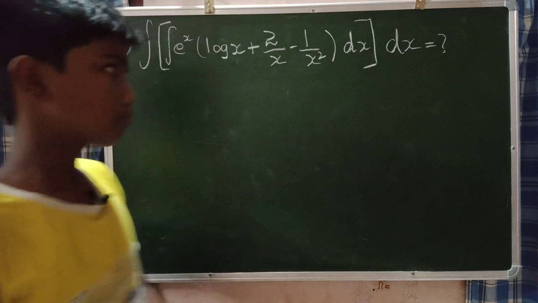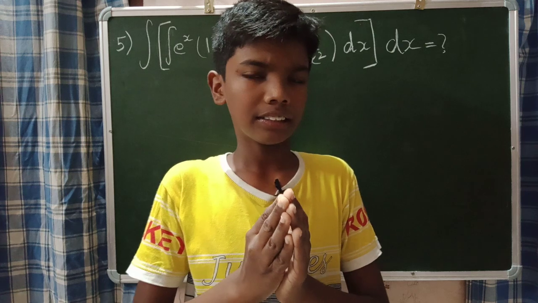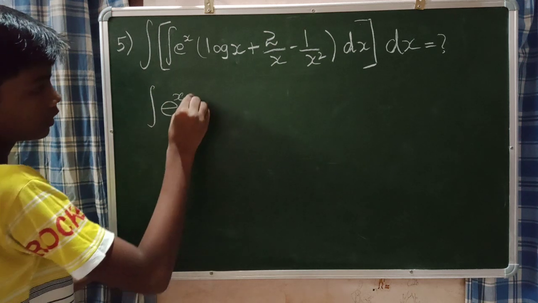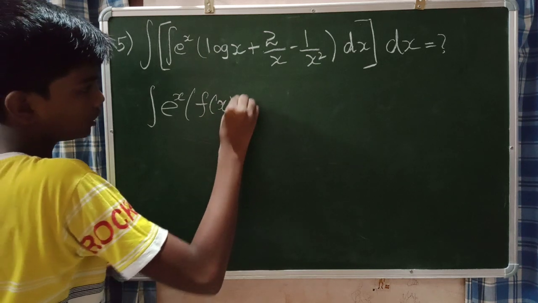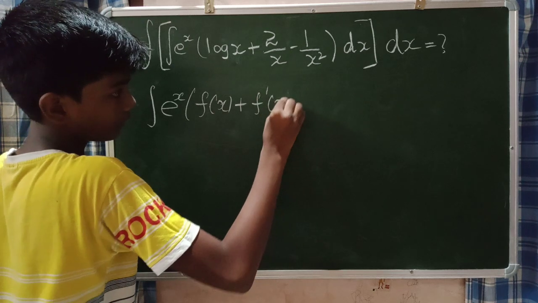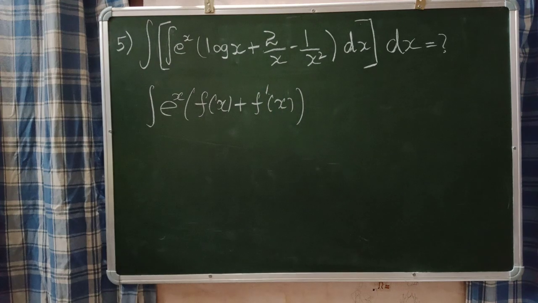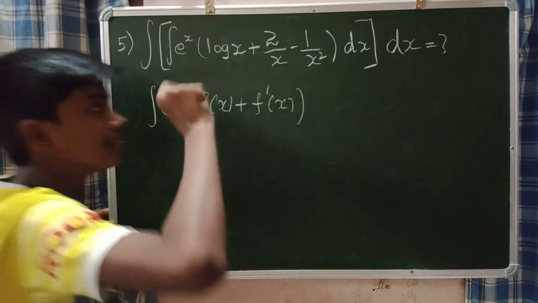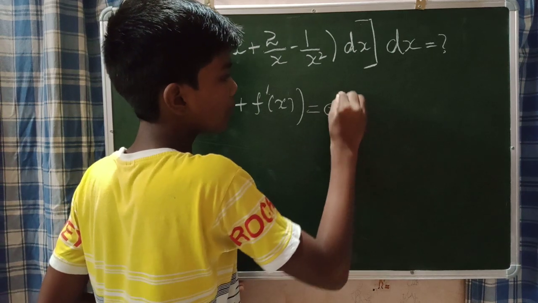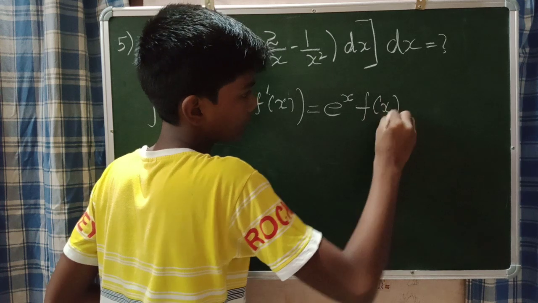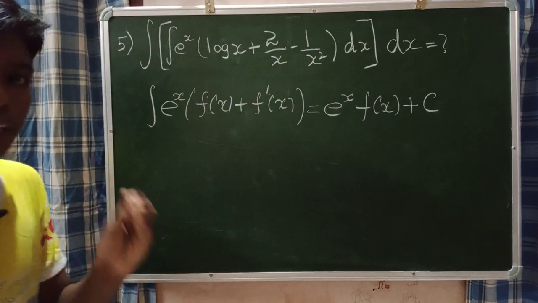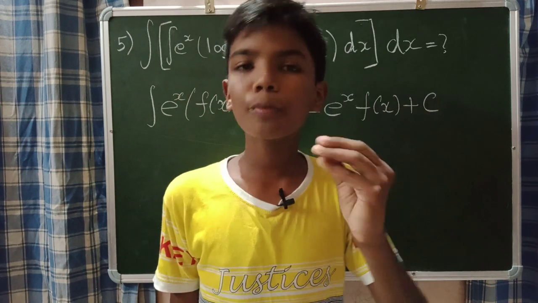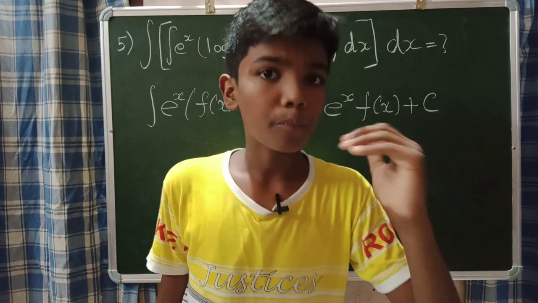To approach this question, before solving it we need to know one formula in integration. The integration of e to the power of x into (f of x plus f dash of x), where f dash of x represents the derivative of f of x, is equal to e to the power of x f of x plus some constant c. That is something you need to understand, guys.